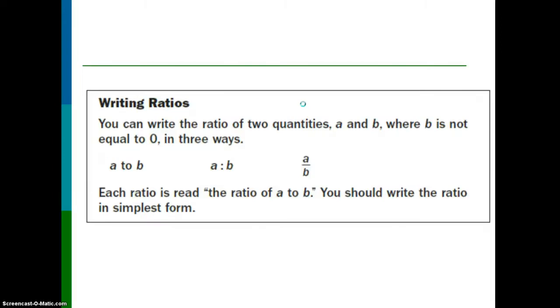There are 3 ways to write a ratio. Using the word to, and that's also how we say it, A to B, using a colon, and using a fraction bar. Each ratio is read the ratio of A to B. You should always write the ratio in simplest form.